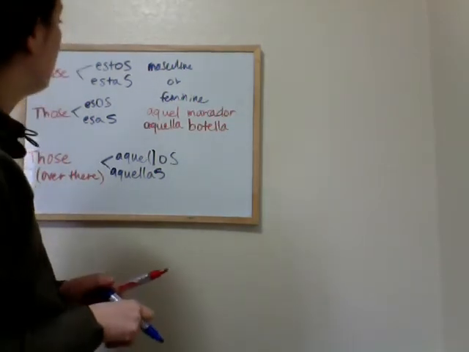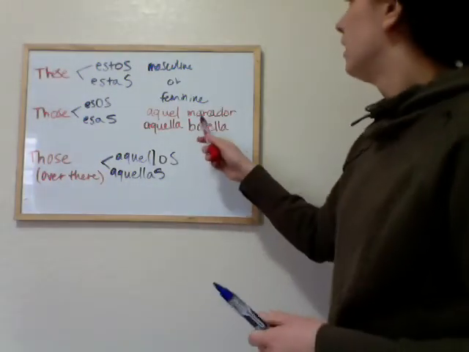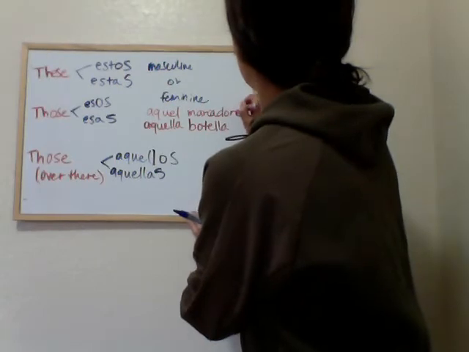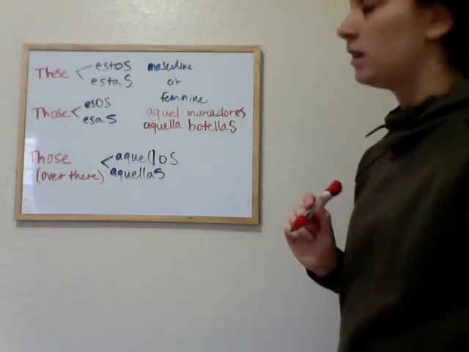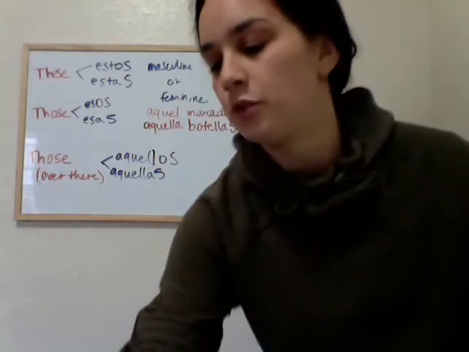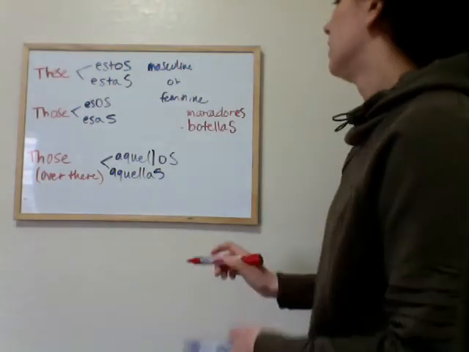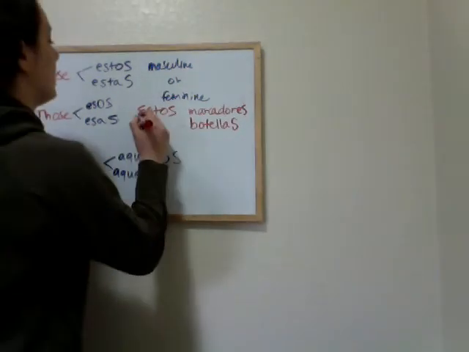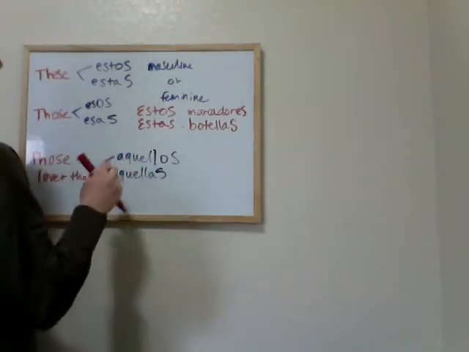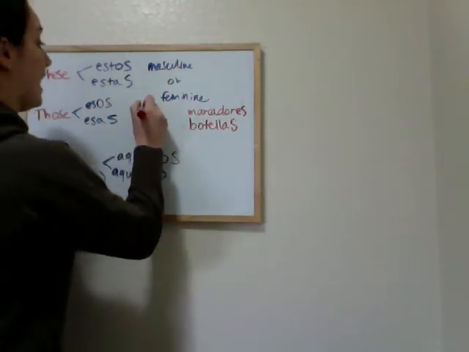Okay? So, if we want to talk about these markers, plural, in those bottles, more than one, we would just have to use these ones with S's on them now, right? Because they're plural. So, these markers, instead of this marker, would be estos marcadores, right? Or estas botellas.